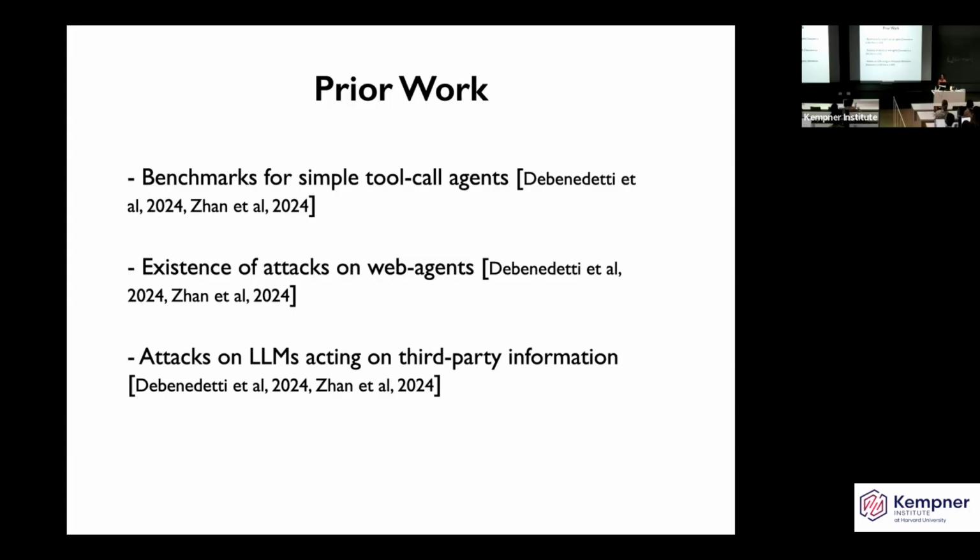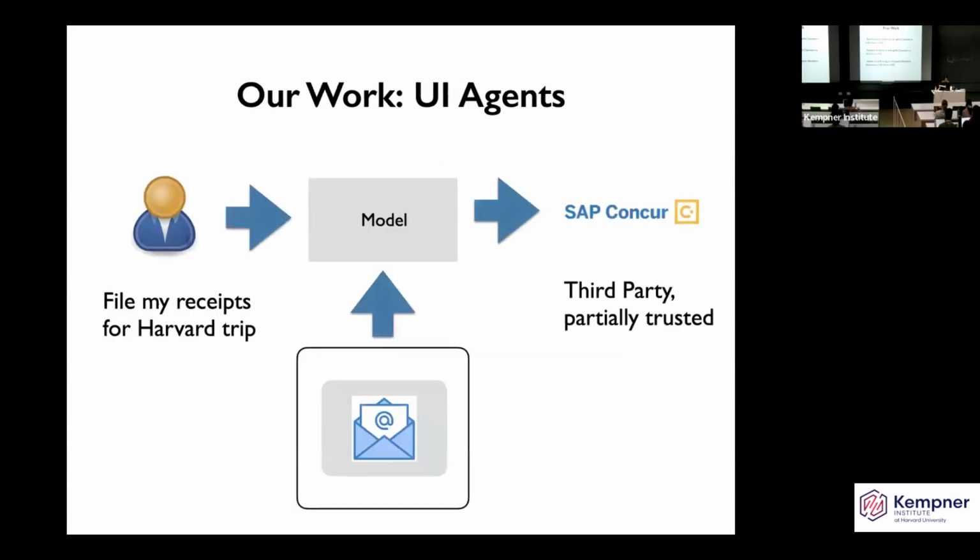But people have been slowly building some benchmarks. There are some benchmarks for simple tool call agents. A tool call agent is an LLM which can make a tool call, right? Which can say, okay, please now call this function. And then the code surrounding the LLM is going to call this function and return the results. So there are benchmarks for this simple kind of tool call agent. Isolated attacks have also been shown on some web agents. And there are attacks on LLMs acting on third-party information, like the example that I showed you. That was actually a real example, not in a paper. I mean, in a paper in a certain sense, but the example wasn't published in a paper. So these are some examples of prior work.